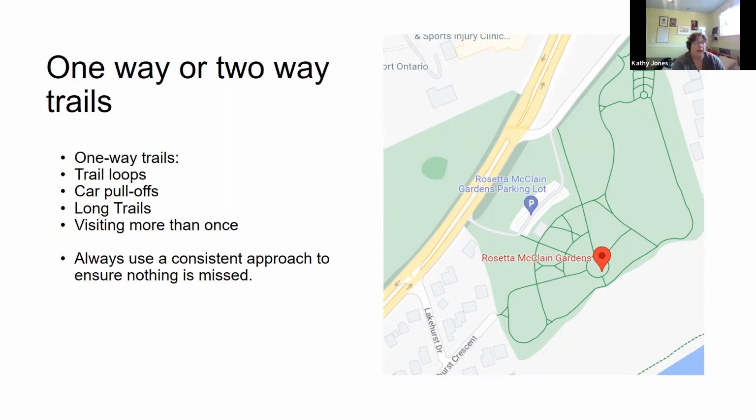Long trails. The reality is most trails, I believe the average is under a kilometer, but we do have some long trails in the system, and I would segment it up. Pick an area, survey the most accessible areas first. If you're going to do the whole thing, if it's realistic, it may not be realistic. You're going to visit it more than once, and then the data can be, for lack of a better term, stitched together during the processing end. But always make sure that whatever you and your team decide to do, you use a consistent approach so that nothing is missed in your assessments.